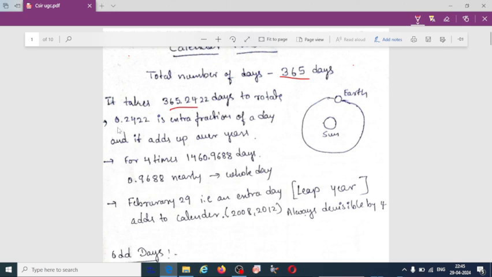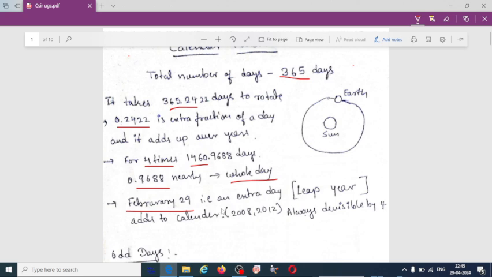So for every year the 0.24 is going to be added. If you add all 4 years' days, then we get 4 times 365.24, that is 1460.9688. This 0.9688 is nearly equal to 1 whole day. So this is the extra day we are going to come across. That's why in the month of February we come across the 29th day.